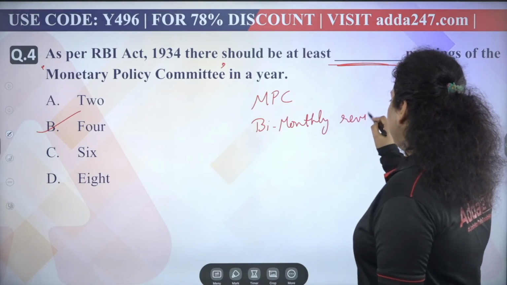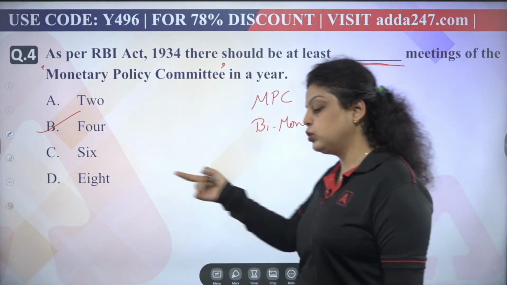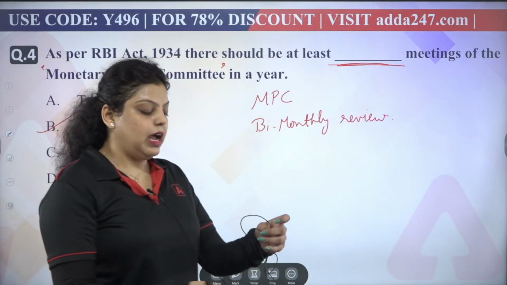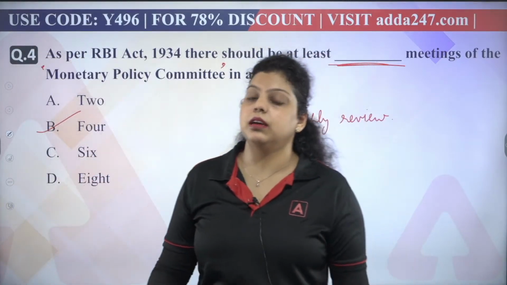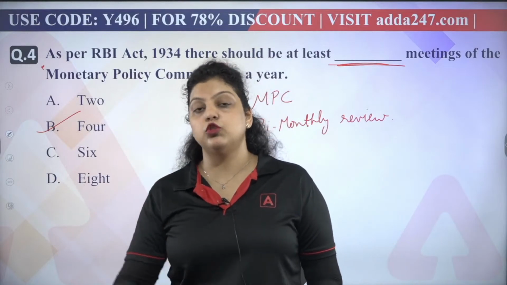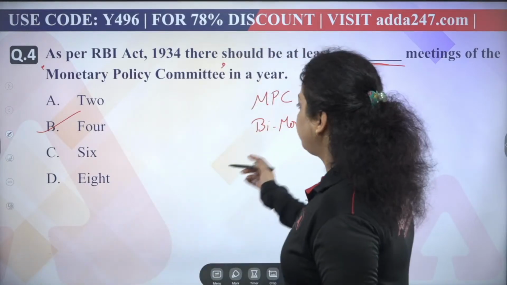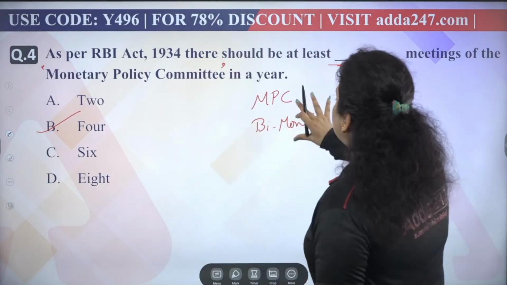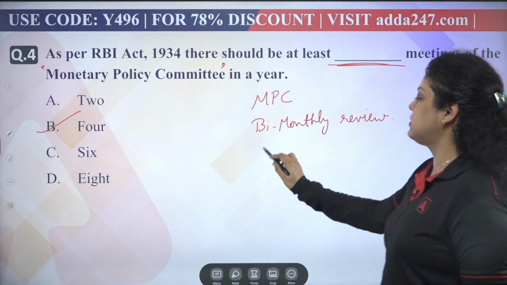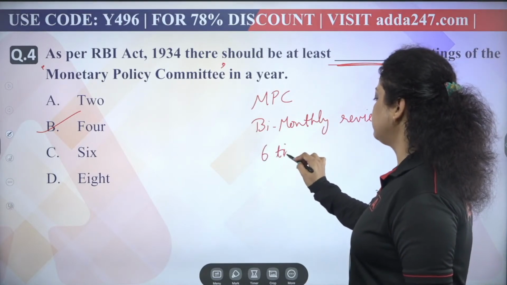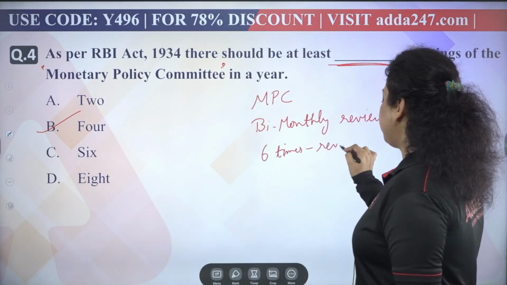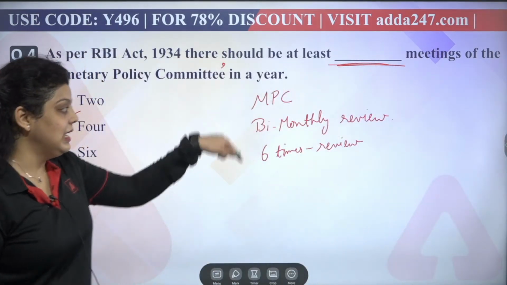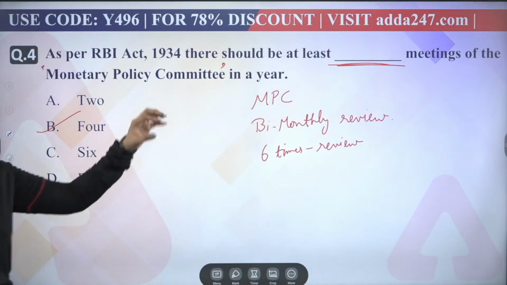The monetary policy review used to be quarterly before 2013, but Dr. Raghuram Rajan recommended that the review of the Monetary Policy Committee should be bi-monthly, not quarterly. So from 2013, we are providing a bi-monthly review of monetary policy. It means in a year, 6 times a review will be provided by RBI in the Monetary Policy Committee. It has been so since 2013.